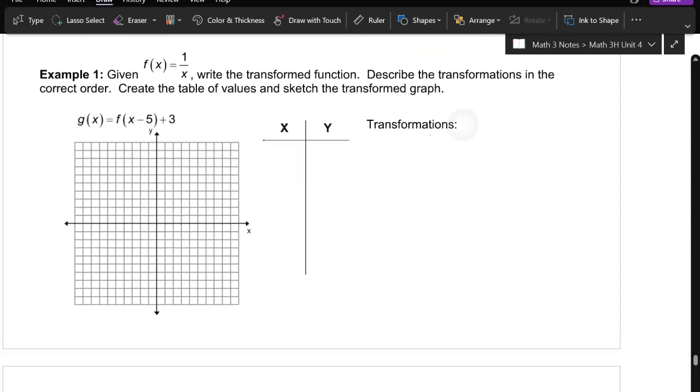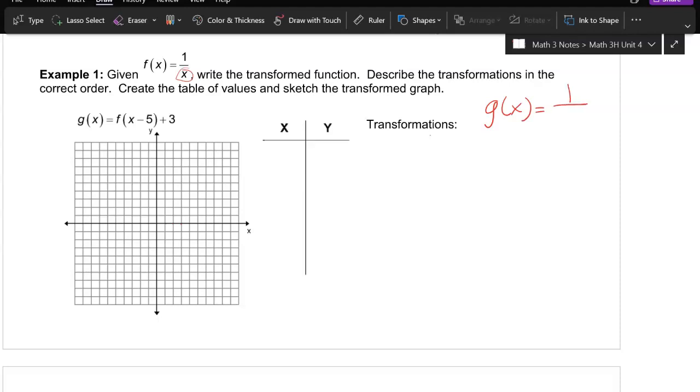All right, let's look at our first example. Given f of x is 1 over x, write the transformed function, describe the transformations in correct order, and create the table of values and sketch the transformed graph. We have our g of x function here, so it equals f of x minus 5 plus 3. So that means we're going to substitute in for x that x minus 5 and then add 3. So our g of x is going to be 1 over x minus 5 plus 3.